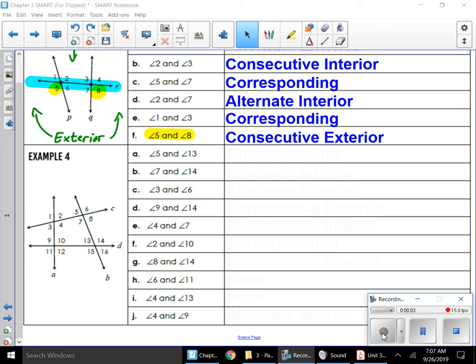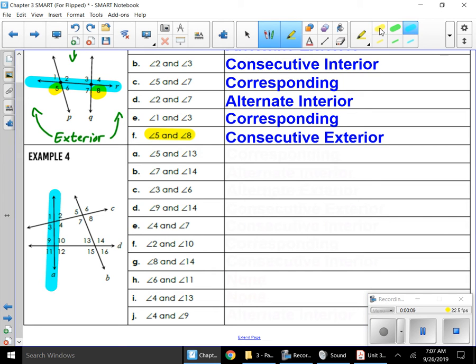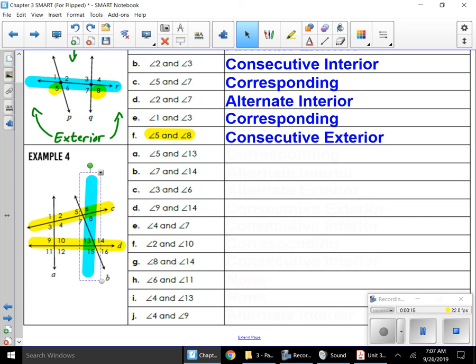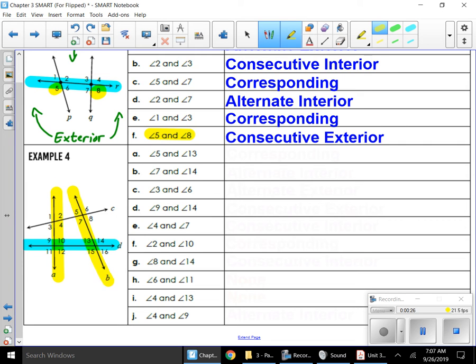So looking at example 4, now suddenly there are multiple transversals. Note that A is a transversal for C and D, but wait, there's more. B is also a transversal for C and D. You could also look at this diagram such that D is a transversal for A and B. So now we actually have multiple transversals. There's a lot more going on in this diagram than the previous two.